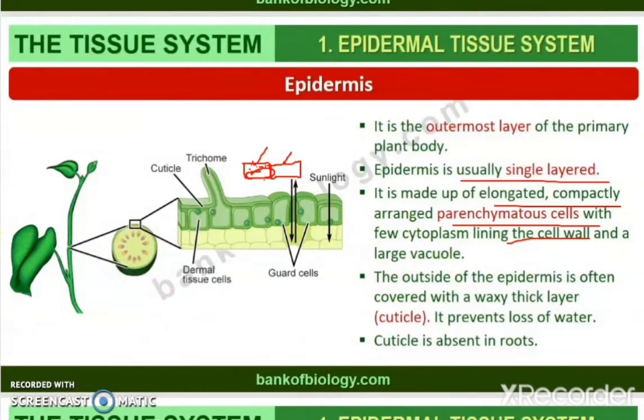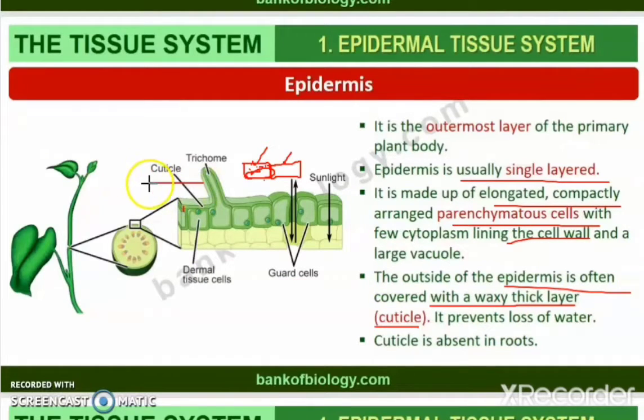Okay, now other than that, the outside of the epidermis is often covered with a thick waxy layer which is called cuticle. Right above the epidermis you can see this, right? So this is the dermal tissue, the epidermal tissue cell, and you can see above it there is a thick layer. You can see this thick layer, no? So this thick layer is often seen covering the epidermis. So the outside of the epidermis is often covered by a thick waxy layer called cuticle.